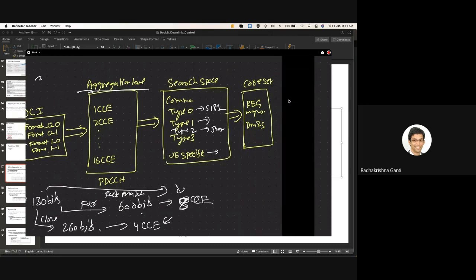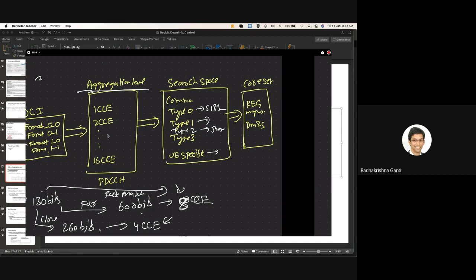Okay, so we finished these core sets. We understood the mapping of these core sets and other things. Now we are coming to the aggregation level. So essentially, we are thinking how these different CCEs are mapped into different core sets. Search space is something different. I'll tell you what that is, and will come back to that in 5 minutes.